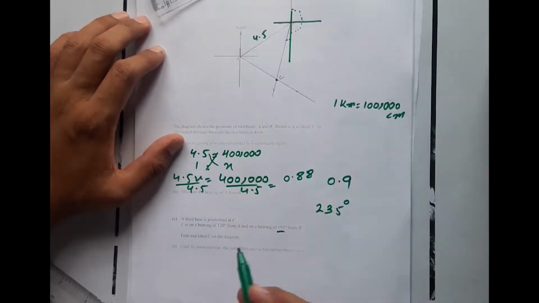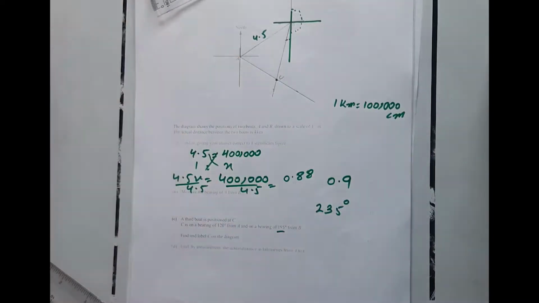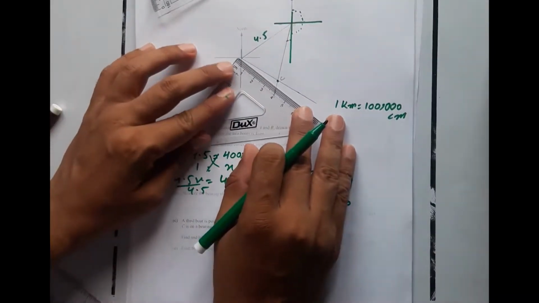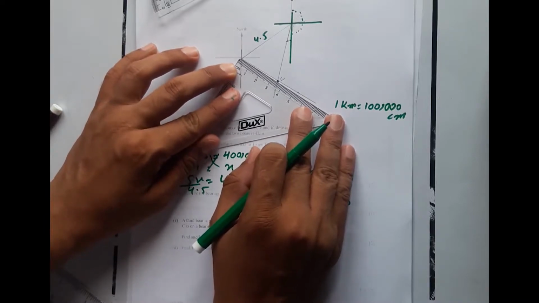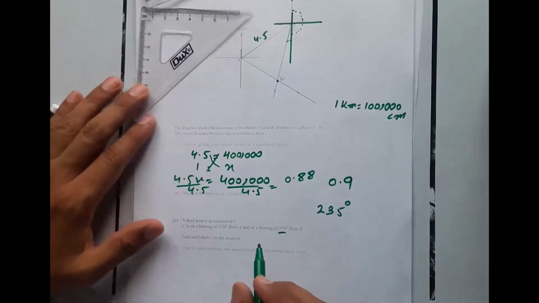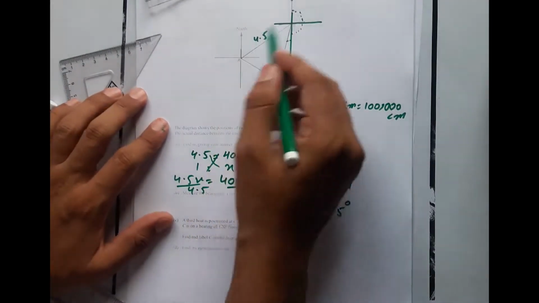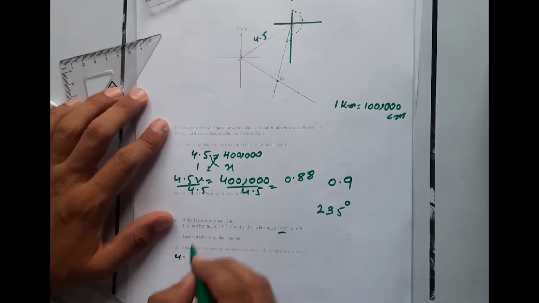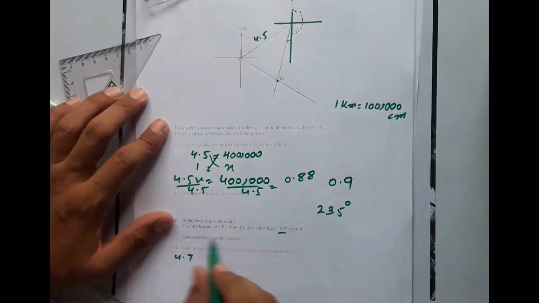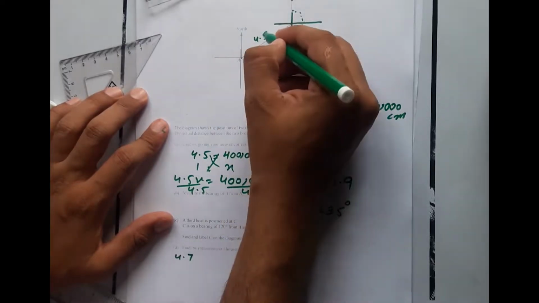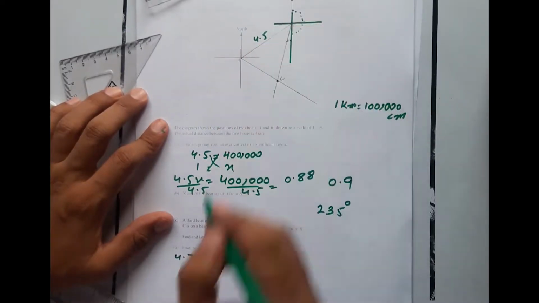We have drawn the line C. Find by measurement the actual distance in kilometers from A to C. We have to find A to C in kilometers. So this is approximately 3.5, and this is approximately 4.7. Okay, but I have used 4.5. You can use 4.7.